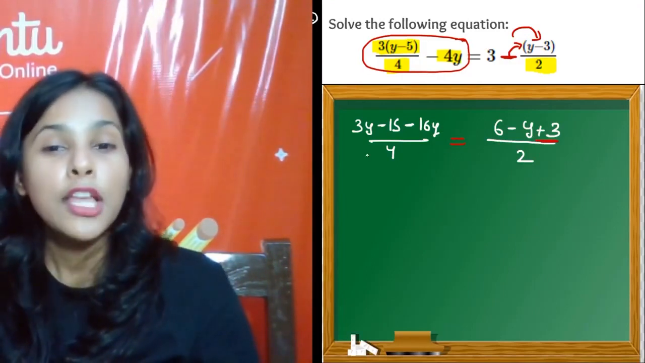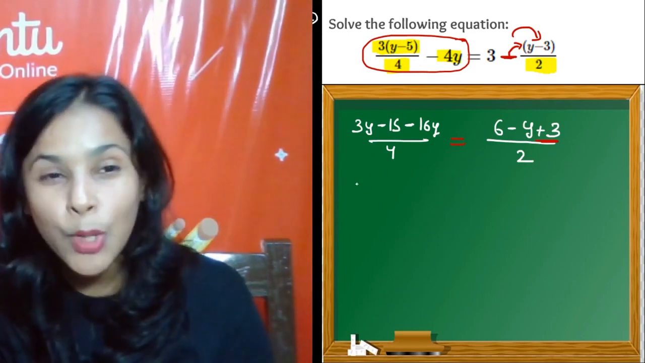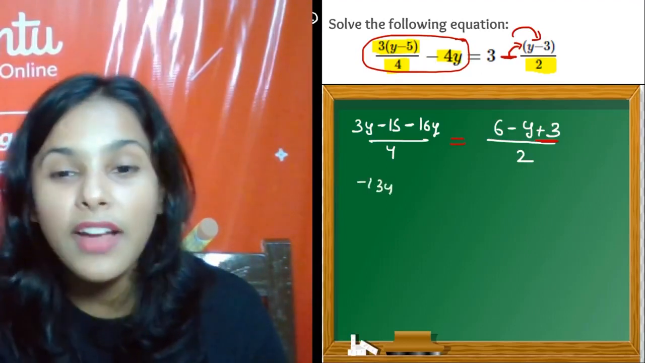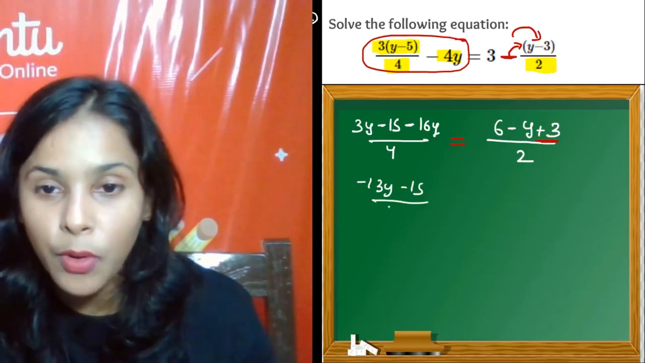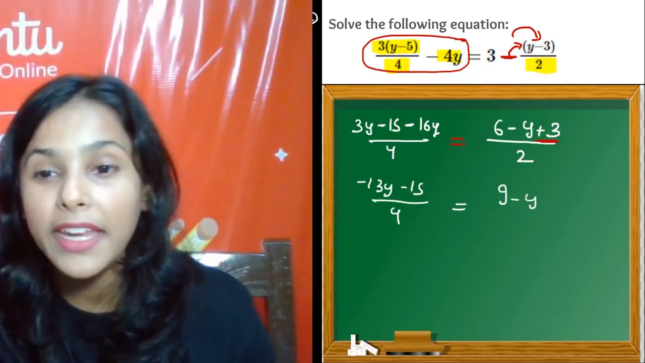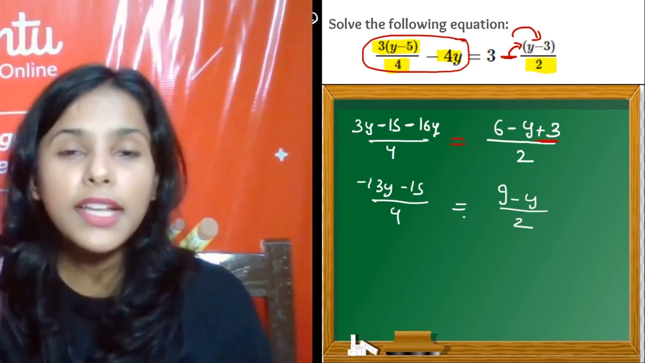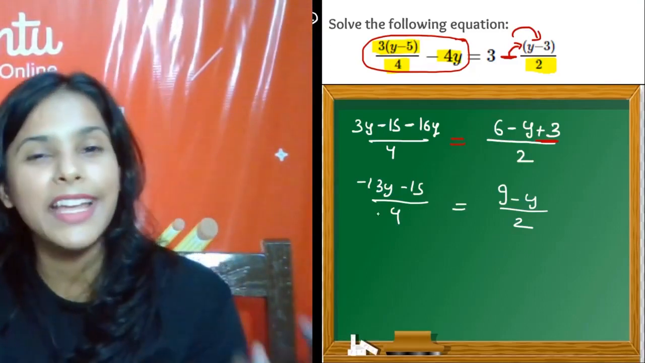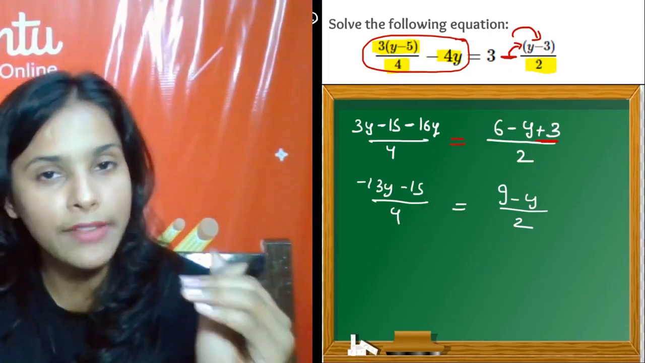Let's quickly solve this. So 3y minus 15 minus 16y has become minus 13y minus 15, upon 4, is equal to 9 minus y upon 2 on this side. Clear? Now you can just solve this by taking the variable terms on one side and the constant terms on the other side. This was the one method I have explained to you.